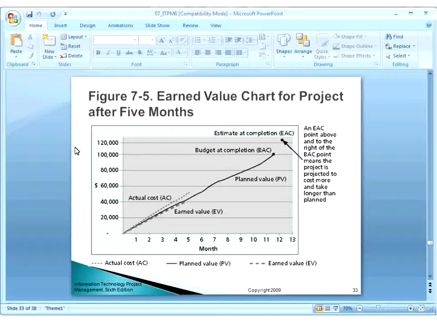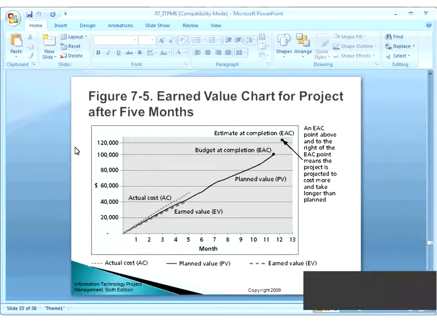You wanted to complete the project in 11 and a half months, and you estimated $100,000. And the estimate at completion, at any point you have made an estimate, and the EAC point is above BAC and to the right, means that the project is projected to cost more and take longer than the plan. So at any point you can make this estimate, and you can identify in advance that the cost and duration of the project will be higher at the end of completion. So you can take some control measures, corrective measures to bring this EAC back to BAC.